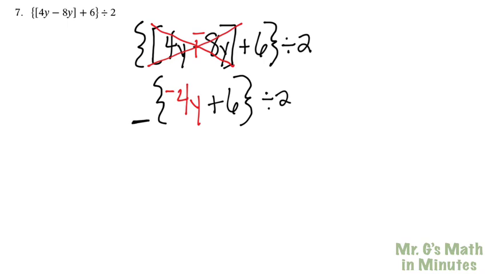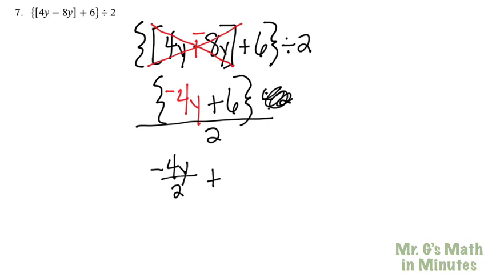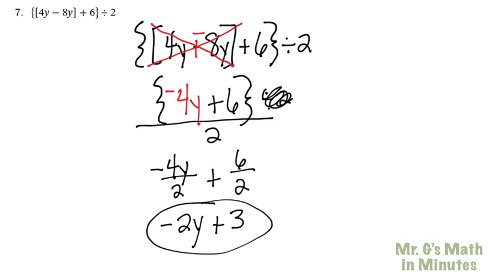Kind of looks like that problem that we had earlier, the first one that we had. So this problem right here could be better written by getting rid of this divided by 2 here and writing it like so, and then seeing that I have to do negative 4y divided by 2 plus 6 divided by 2. Negative 4y divided by 2 is negative 2y, plus 6 divided by 2 is 3. And there is our final answer for this problem.